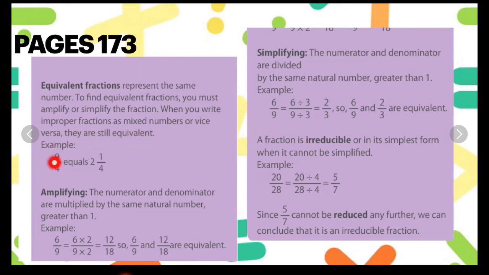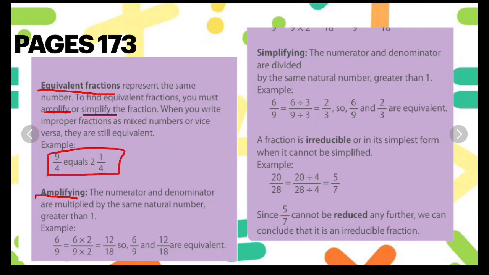Example, 9/4 equals 2 wholes 1/4. Amplifying, the numerator and the denominator are multiplied by the same natural number greater than 1. Example, first let's underline this part. And remember the equivalent fractions, you must amplify or simplify the fractions, okay? And this is how you can do this.